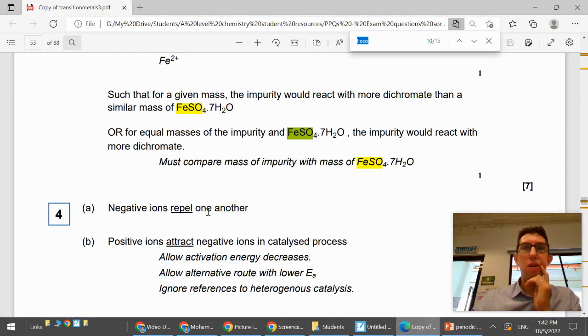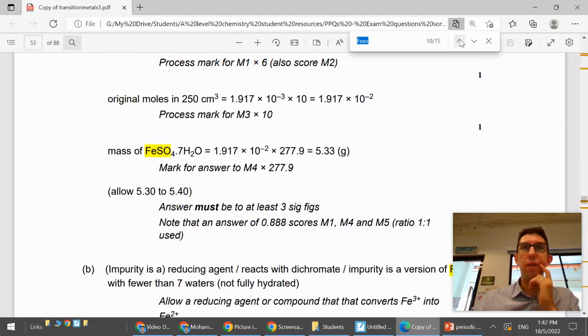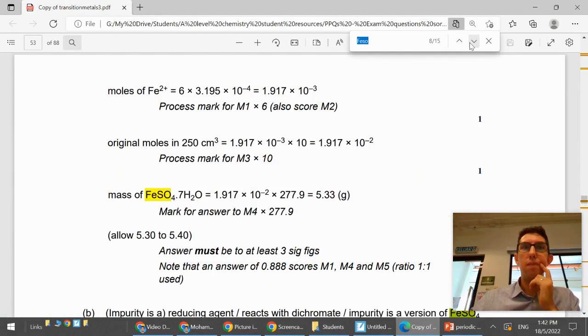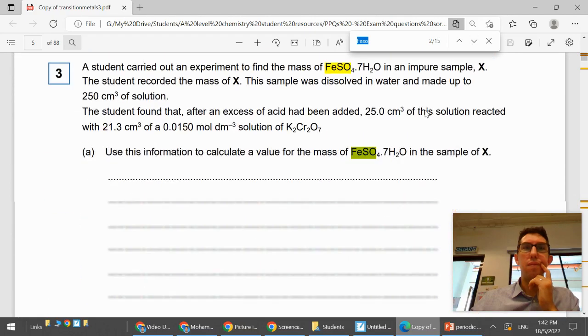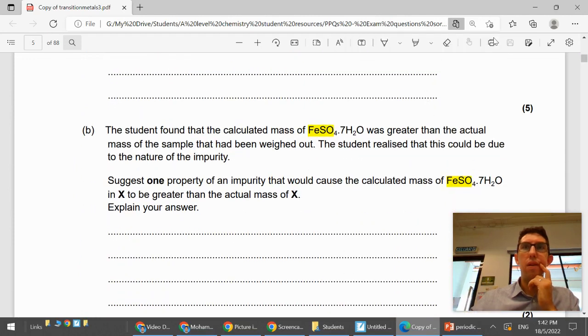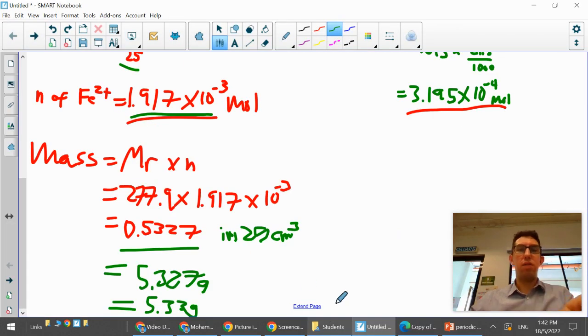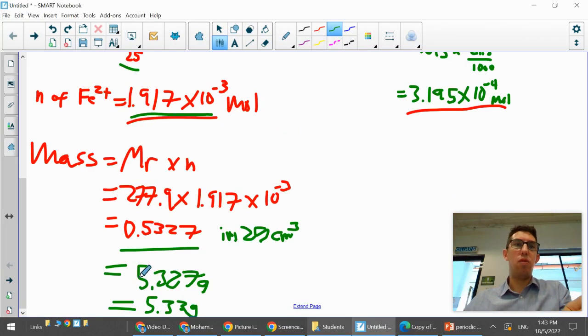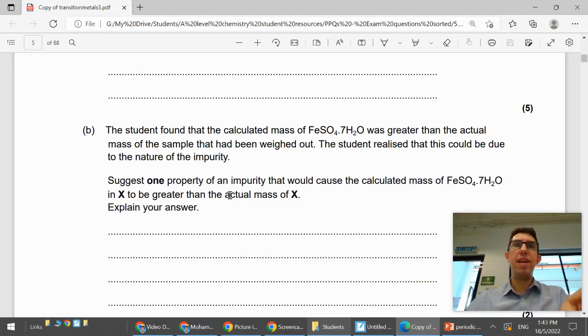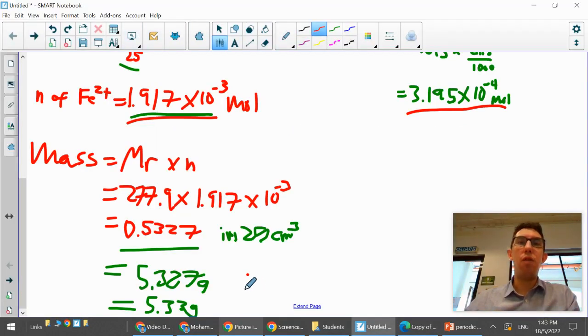wants us to look at, where are we up to? Oh, here it is. It says the student found that the calculated mass was actually greater than the actual mass of the sample weighed out. Let's think what that means. So the student found that the calculated mass, that's the one we just calculated, 5.33, is actually greater than the mass weighed out. So that means that the student maybe weighed out 4 grams, but we've just calculated that it's 5.33 grams. So it doesn't make any sense.